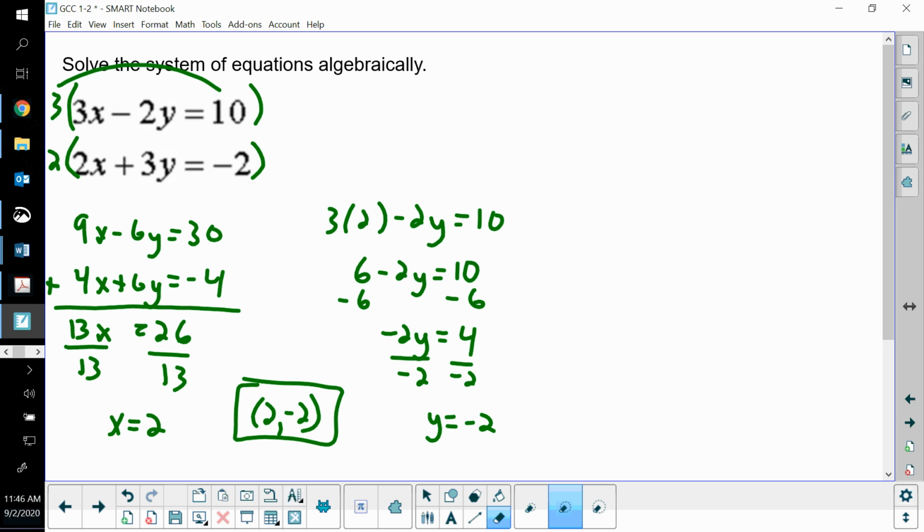Now to check, we can just sub those both in and make sure they work. So in the top equation, 3 times 2 is 6. Negative 2 times negative 2 is 4. And does that equal 10? Yes, 6 plus 4 is 10. In the bottom one, 2 times 2 is 4. 3 times negative 2 is negative 6. And does that equal negative 2? Yes, 4 plus negative 6 is negative 2.